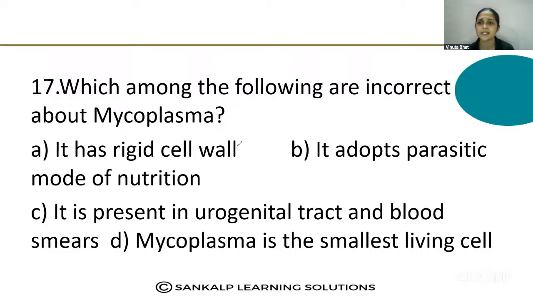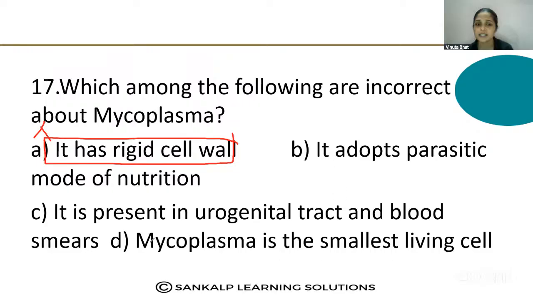What is the speciality of the mycoplasma? Mycoplasma lacks the cell wall. Cell wall is absent. It has the rigid cell wall. This statement is wrong. Mycoplasma is a bacteria that belongs to the Monera kingdom, but does not contain the cell wall. So that is the correct one. Option A, not D.